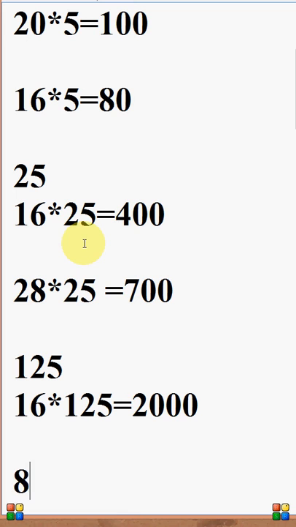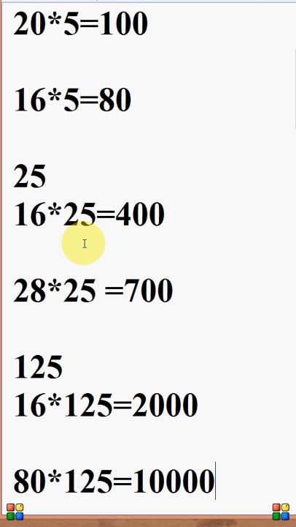Now, let us take another example. Suppose we want to multiply 80 into 125. What we will do is divide 80 by 8 and add 3 zeros. To multiply by 125, we will divide that particular number by 8 and add 3 zeros. So dividing 80 by 8, we will get 10 and add 3 zeros. 1, 2, 3. This is the answer.